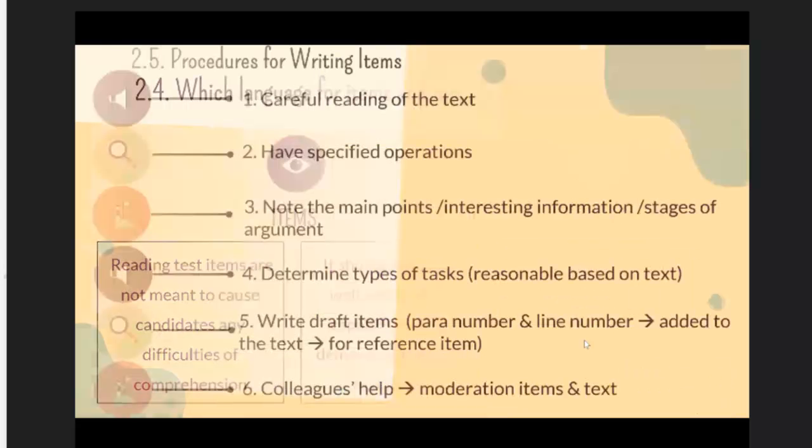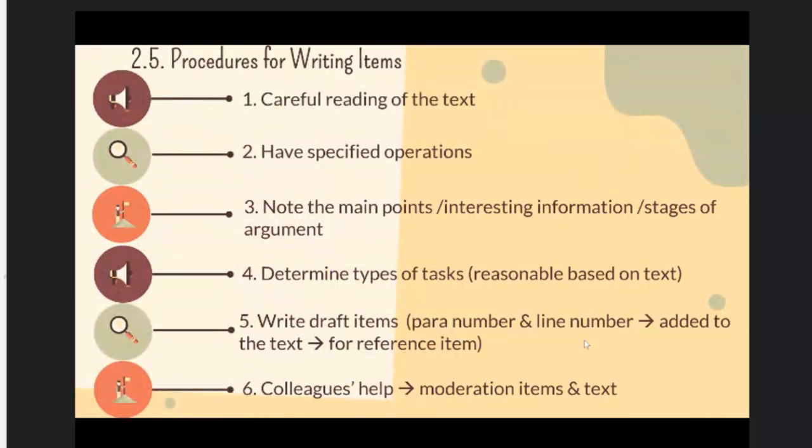So for procedures, firstly, we read the text carefully, then we have specified operations in mind, and then we note the main points or interesting information or stages of argument of the text, and then we determine types of tasks that are reasonable based on the text. Then we write test items. If we have reference items, we should add the paragraph number and line number to the text. And finally, we may need our colleagues' help for moderation of items and text.